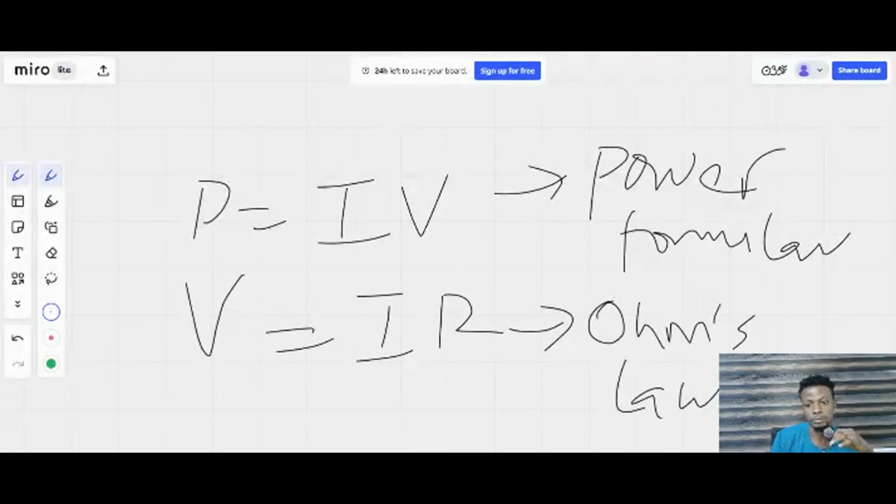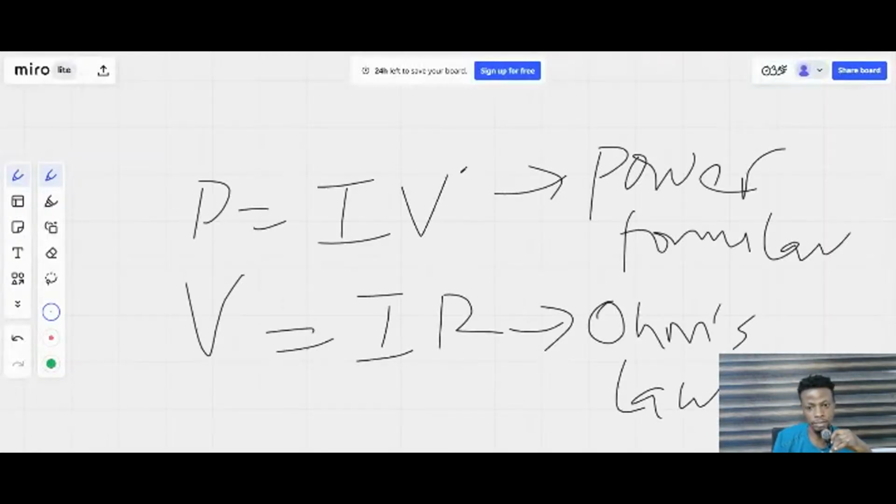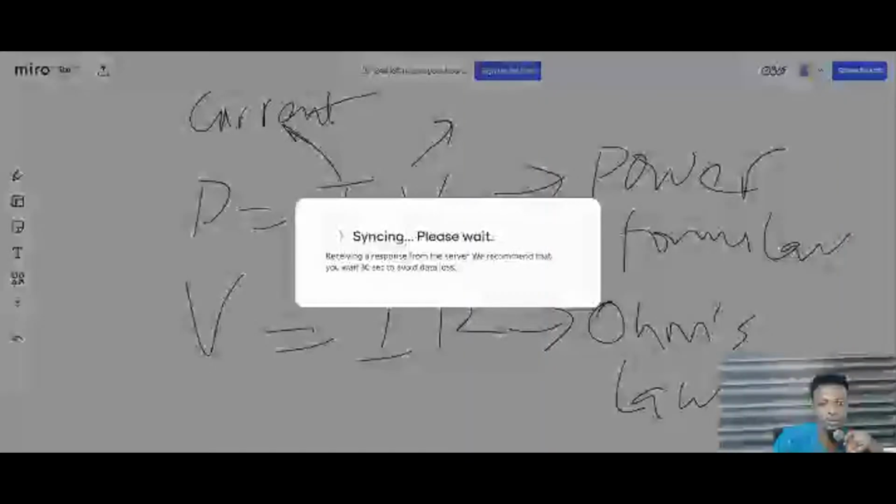All right, cool. So I have right here two formulas. We have P, which represents the power, equals current multiplied by the voltage. So here you have the current, and here you have the voltage.